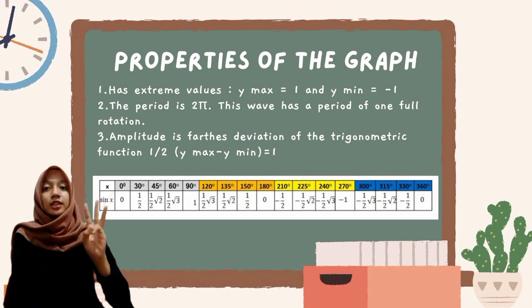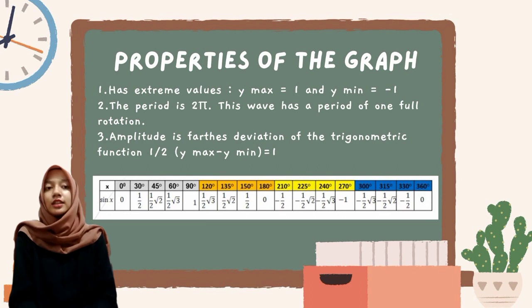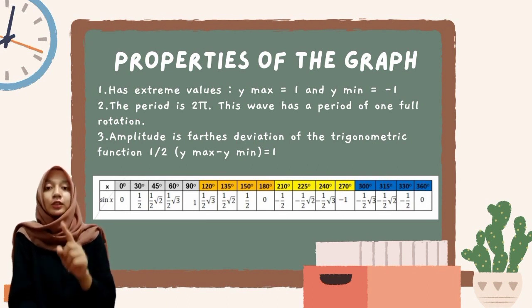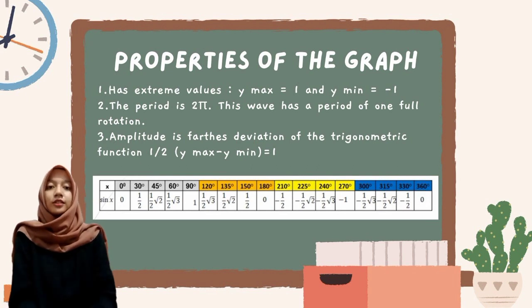When x is 300 degrees, sin x is minus 1 divided by 2 times square root of 3. When x is 350 degrees, sin x is minus 1 divided by 2 times square root of 2. When x is 360 degrees, sin x is 0.